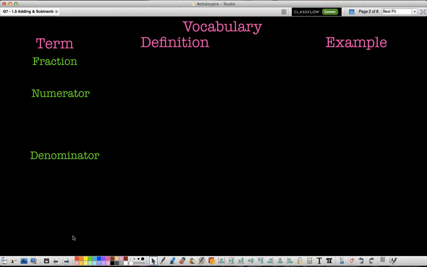All right, so we have quite a bit of vocabulary. So again, I'm going to go through quickly. Make sure you get your term, definition, and example into your vocabulary notebook. And make sure to pause if I'm going too fast.